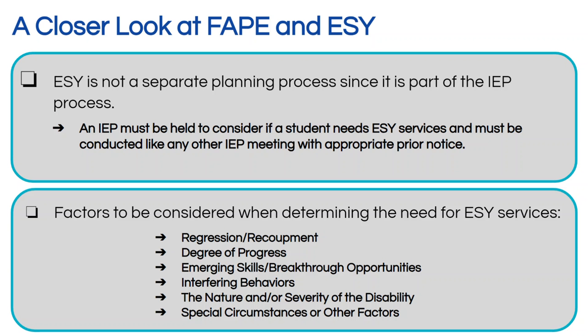Finally, the fourth component involves factors to be considered when determining the need for ESY. These include regression, recoupment, degree of progress, emerging skills, breakthrough opportunities, interfering behaviors, the nature and severity of a disability, and special circumstances or other factors.